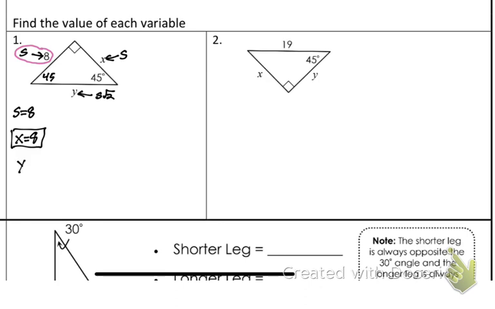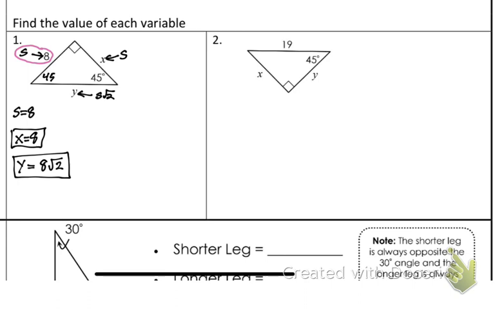Y equals S square root of 2, but S equals 8, so I throw that 8 in there, and my Y equals 8 square root of 2. Does anyone else feel like it was a waste of time writing all those S's, and think, oh, I could just put it in there? I got you. But there's a reason why I do this. I don't ever just do this to waste your time.